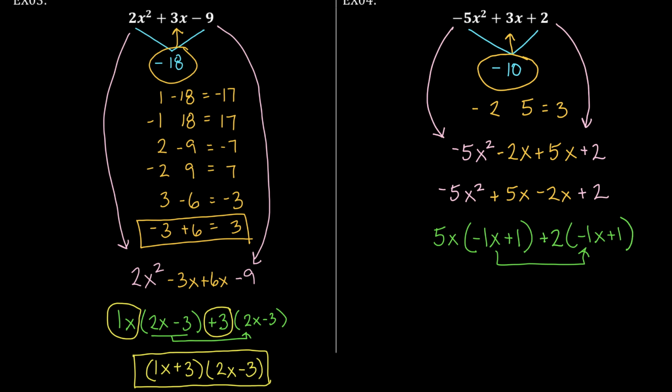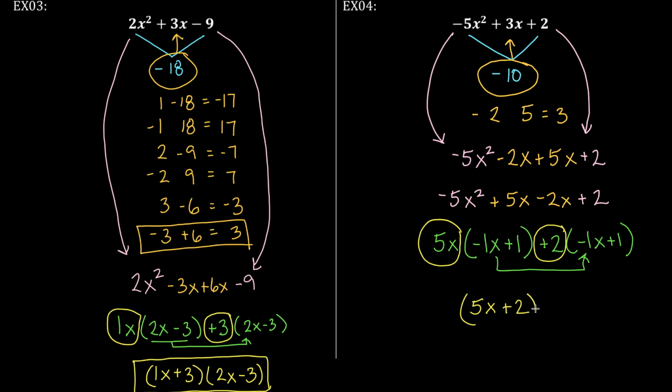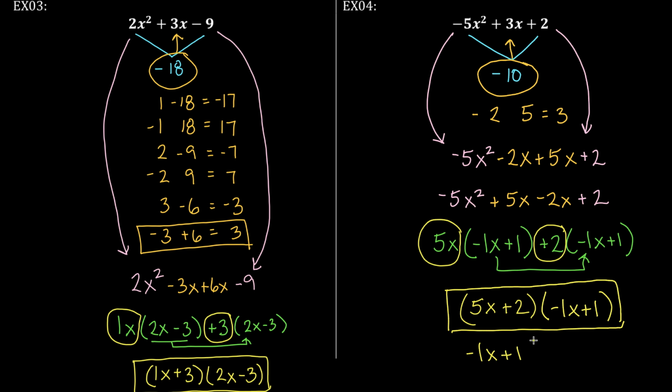Good. So then I end up with 5x copies of negative 1x plus 1 and 2 copies of negative 1x plus 1. So I have this many copies of this many copies of this. So I have 5x plus 2 copies of negative 1x plus 1. Just so you know, it is also acceptable to write negative 1x plus 1 copies of, or times 5x plus 2.